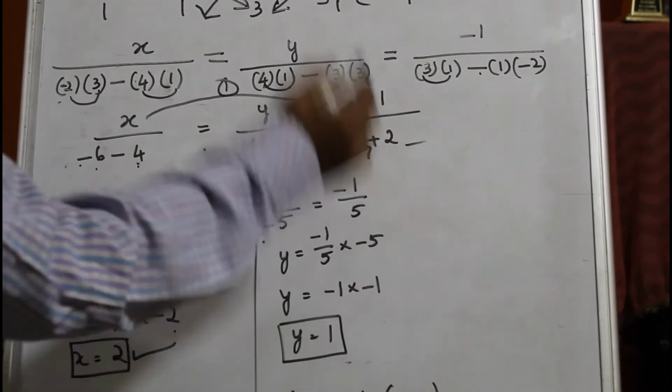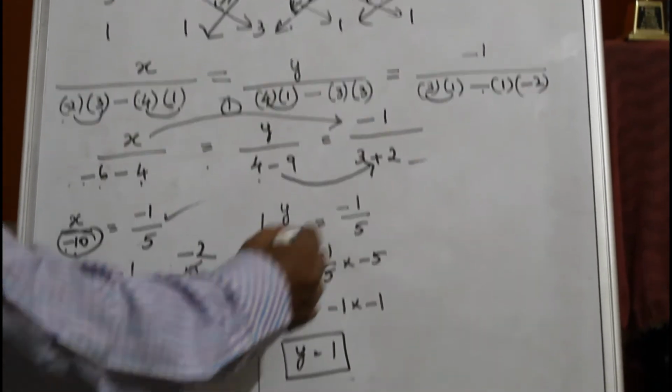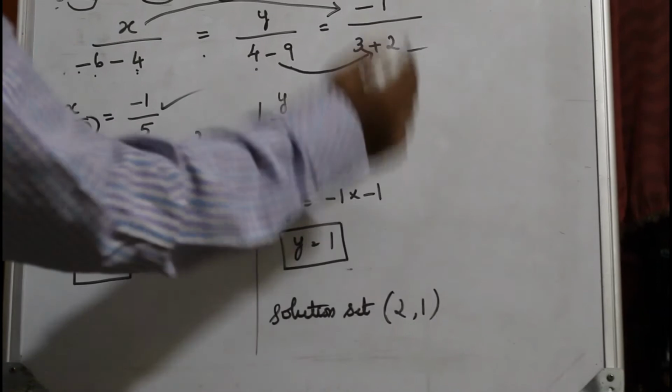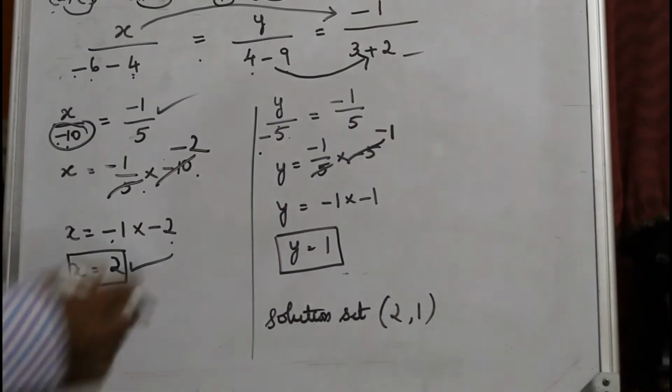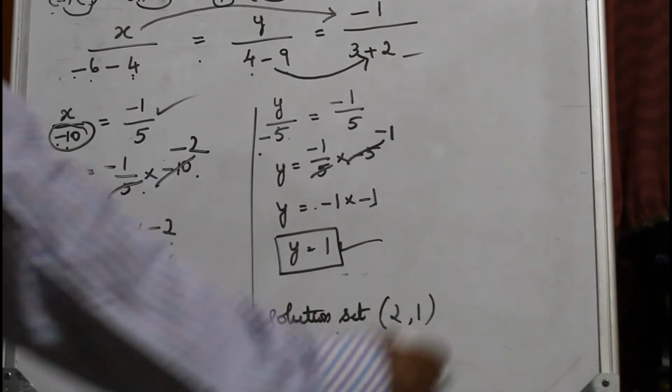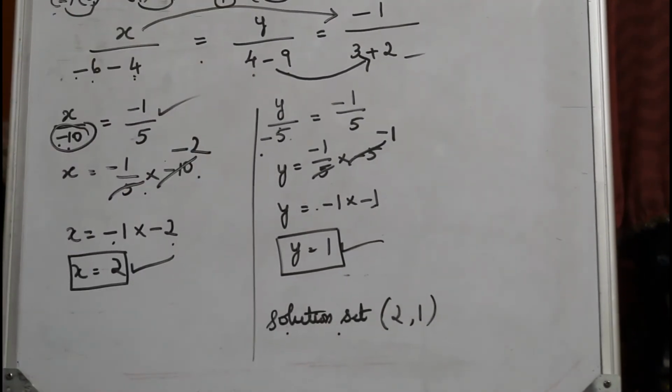See, 3 plus 2 is 5. Now what will you keep for y? This you take that side, it will go and multiply. So 5 will go in minus 5, minus 1 times. So you get y equal to minus 1 into minus 1, it is plus 1, and the solution set is 2, 1. So this is called the cross multiplication.